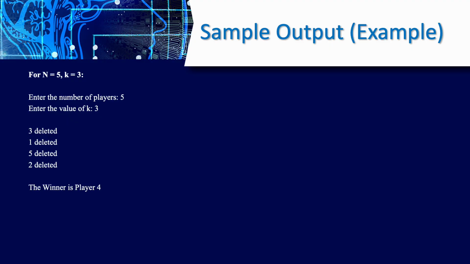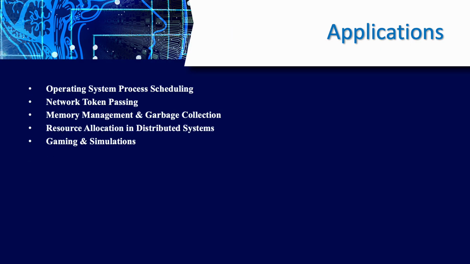So finally you can see here, as I said, we have given n equal to 5 and the kth position to be deleted, k equal to 3. You just enter 5 and the value 3. The third person is deleted, which starts from 1 and deletes 3. Again we start from the next person, 4, and delete 2, and we start from the next and delete 5. Finally 4 is the winner. So this is the final application.